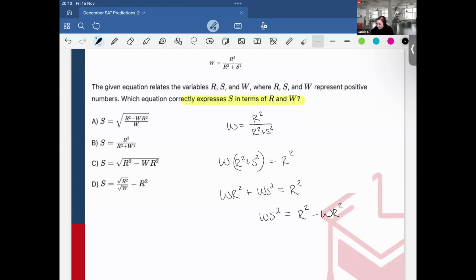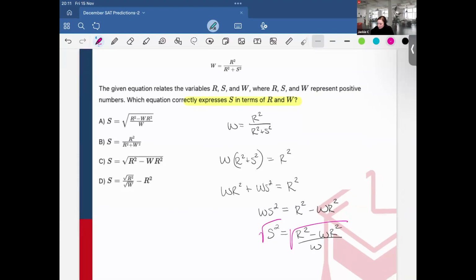Then I could just divide each side by W. So S squared is equal to R squared minus WR squared, over W. And then final step, just take the square root of S, which looks exactly like correct answer choice A. Oh my goodness, how amazing. Okay, so just make sure you feel good and confident with those ones. They come up on almost every SAT exam, so make sure you know them for December.